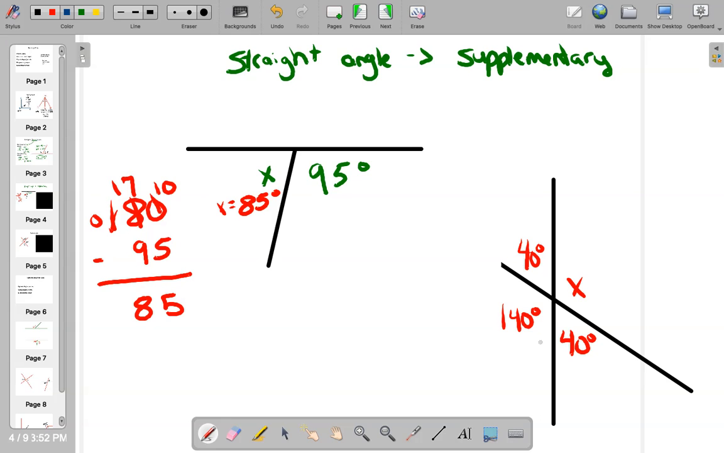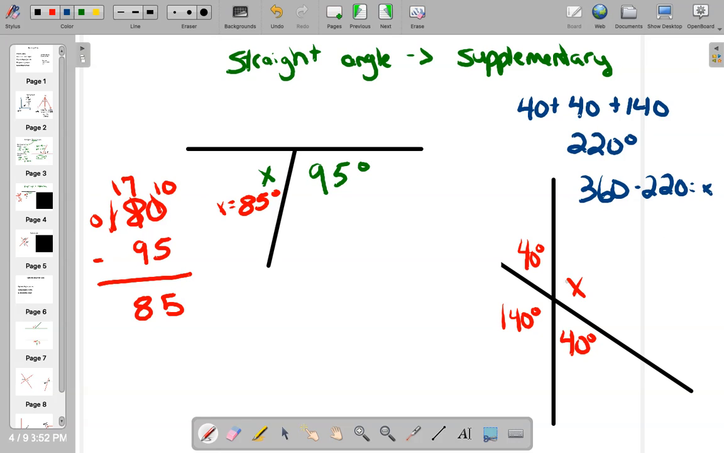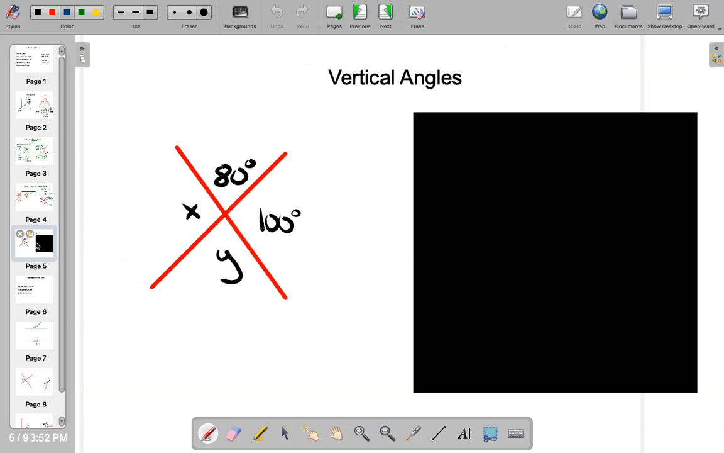So if I do 40 plus 40 plus 140, and I add all of those together, I get 220 degrees. From there, I can do 360 minus 220 should be equal to my x. And from there, I should get 140 degrees. I also notice that this measure is the same as the angle directly across from it, which leads perfectly into the last angle that we're going to work with on this video, which we call vertical angles.